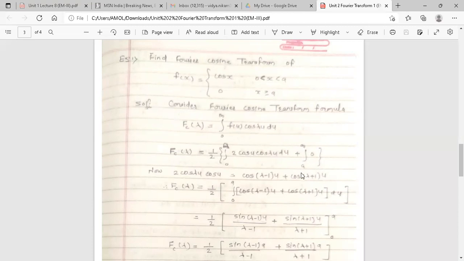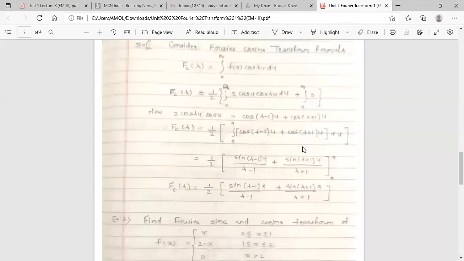Plus the integration from a to infinity. When the limits are a to infinity, the function value is 0, so the second term is 0. Now we are multiplying and dividing the term by 2 because we are going to use the formula 2 cos a cos b. What is the formula for 2 cos a cos b? It is cos of a minus b plus cos of a plus b. Here a is lambda u and b is u. So cos of a minus b gives lambda minus 1 into u, with u common, plus cos of a plus b, where lambda u plus u has u common, so in the bracket lambda plus 1.